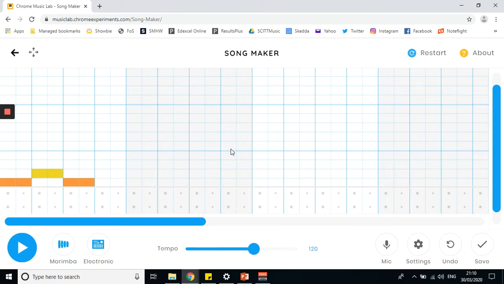So we're looking at augmentation and diminution in this one. I've put a little motif in here. It's a 3-beat pattern, but I'm going to keep it within the confines of the one bar. So it's 2, 2, 2, and then 2 rest.